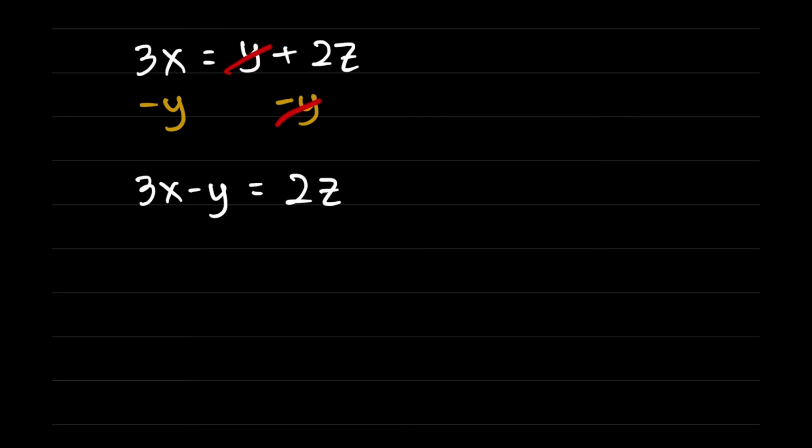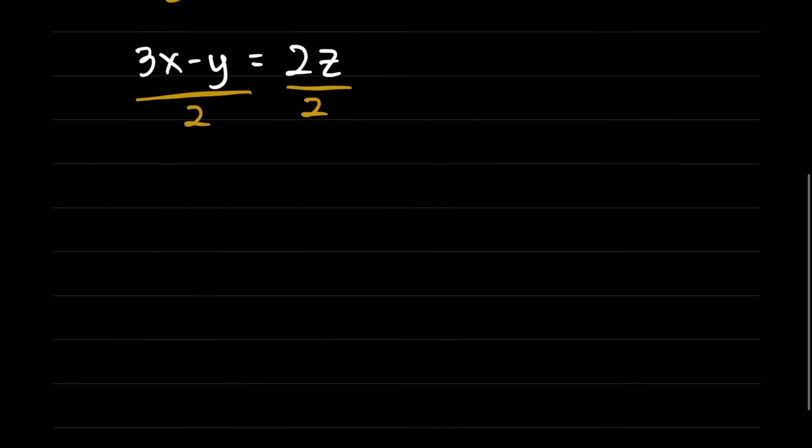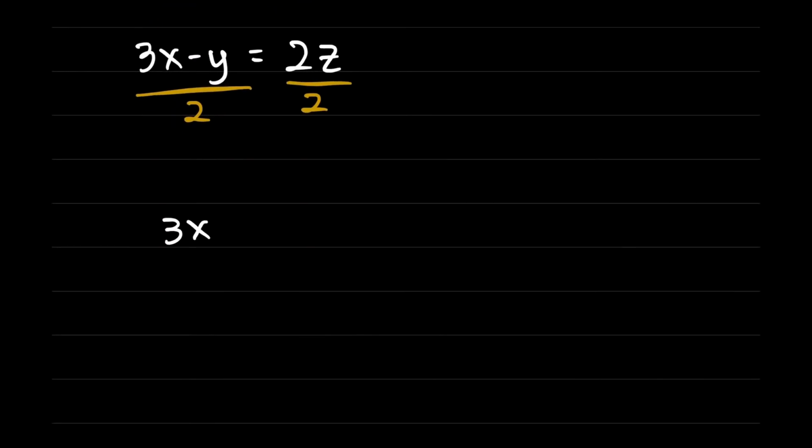Now there's one last thing we have to get rid of to isolate the z, and that is this 2. So 2z is just 2 times z. So all we have to do is divide both sides by 2. On the left hand side, that gives us 3x minus y all over 2. And on the right hand side, you have 2z divided by 2, and the 2's cancel out. So you are left with z. And that is the final answer to our first question, because we have identified that z is equal to 3x minus y divided by 2.